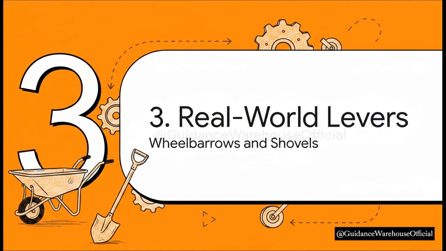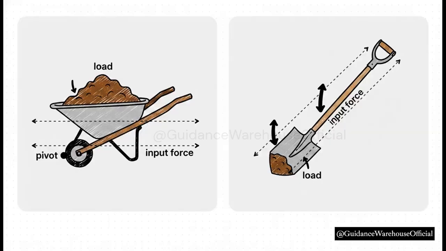Section 3. Real-world lever examples. Let's connect these concepts directly to real life. Let's compare two things you probably have sitting in your garage right now, a wheelbarrow and a shovel. They are both levers, but their pivots are placed differently, entirely changing their physics.